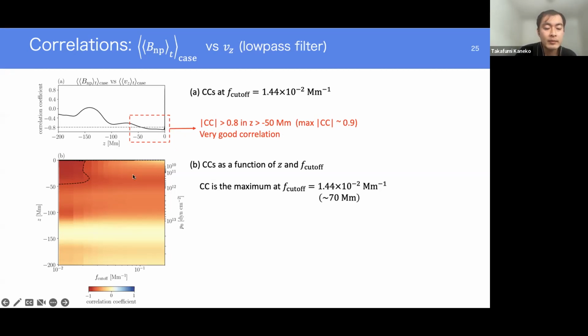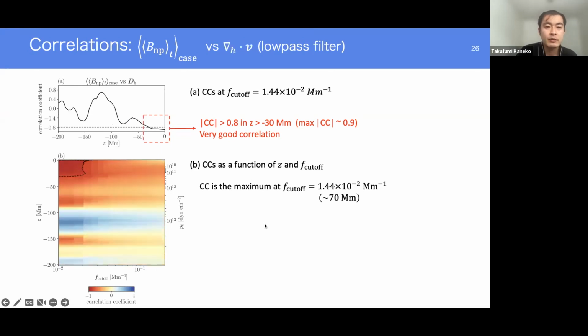And the lower panel shows the correlation coefficient as a function of depth and also the cutoff frequency. So basically, larger correlation can be found upper than minus 50 megameter, and basically with larger structure. So there is no correlation with the tiny structure. And yeah, we confirmed that only the larger scale structure is correlated with the non-potential field distribution.